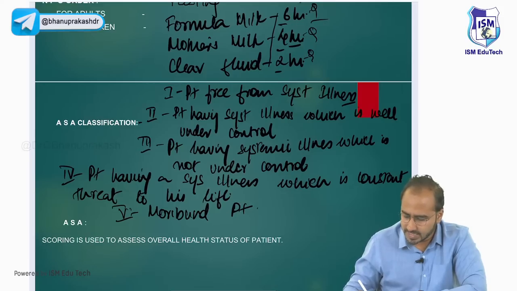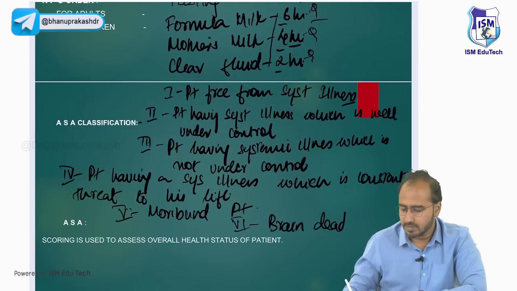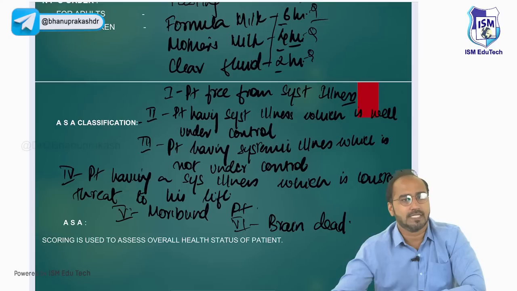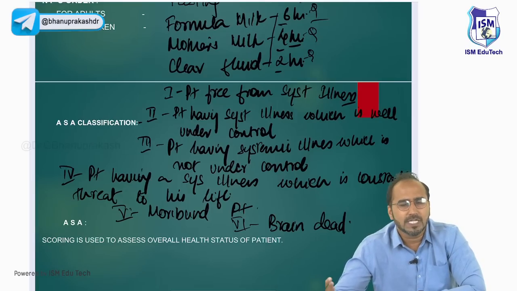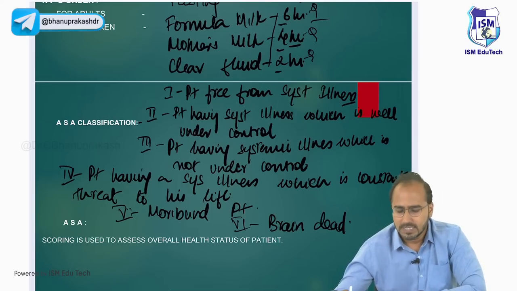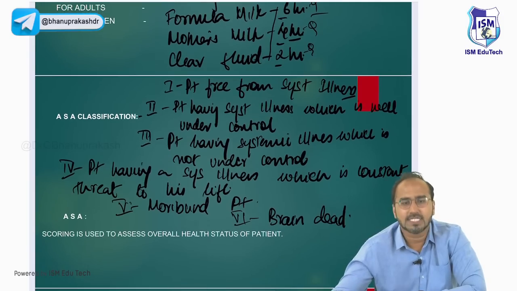What is class 6, guys? ASA 6 is what? Brain dead patient. Brain dead patient is ASA 6. Now, you must be wondering why we do surgery in a brain dead patient. In brain dead patient, we have to harvest organ from them. So, brain dead patient. These are the 6 categories, guys.